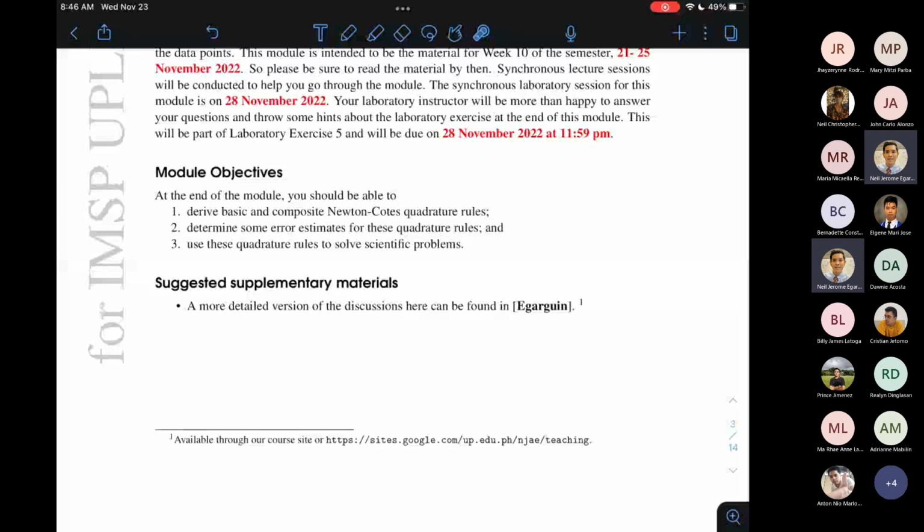Number one, derive basic and composite Newton-Cotes quadrature rules. We'll learn later what quadrature rules are and specifically what are Newton-Cotes quadrature rules. And then, lagi na lang kasama to kasi it's a numerical analysis course. It's not just a numerical methods course. It's not just a programming course. Pero analysis course to. So kailangan nating tingnan ano yung mga error estimates. So ano yung mga upper bound doon sa error ng mga quadrature rules na to. And then of course, pwede natin itong tingnan sa inyong final project. You will use these quadrature rules to solve scientific problems.